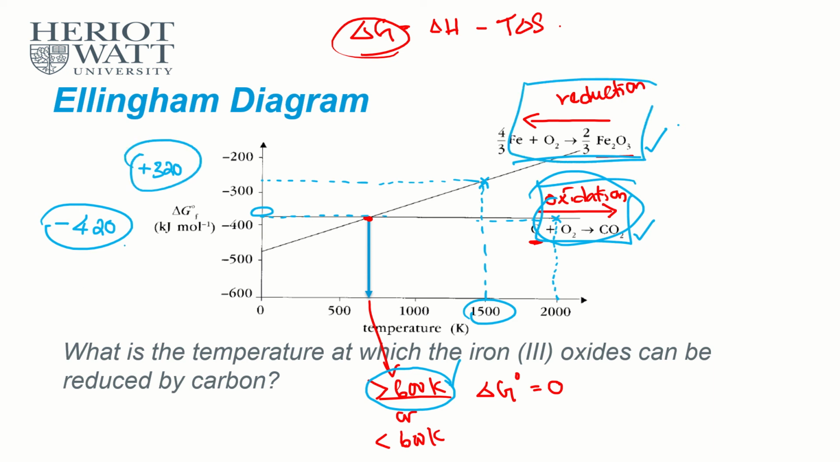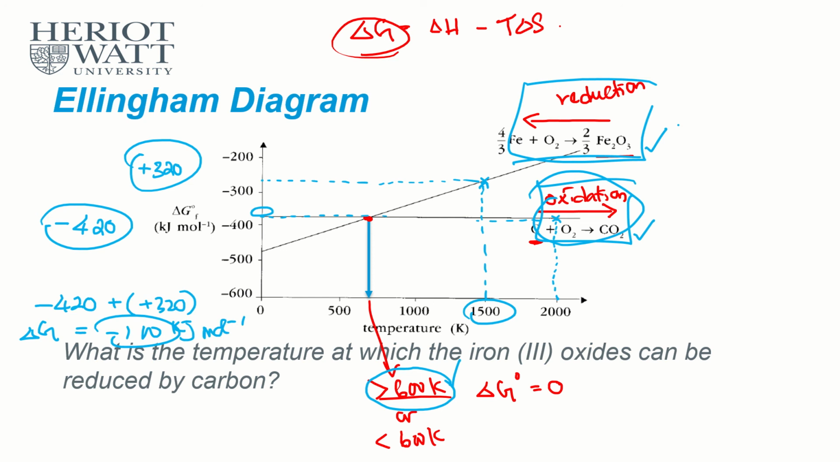And what is the difference between these two? That will tell us whether the reaction will be feasible or not at a temperature higher than 600. So negative 420 plus positive 320, right? Try to get the difference between them, and you will definitely get a negative value. Negative hundreds. So the overall Gibbs free energy change is negative 100 kilojoules per mole.